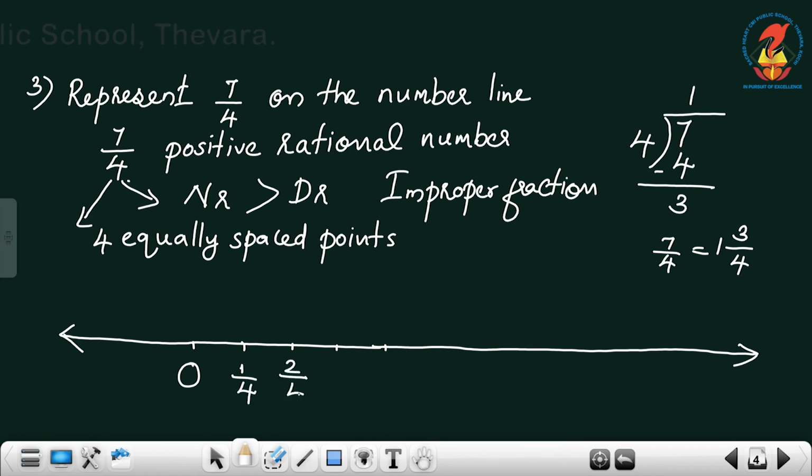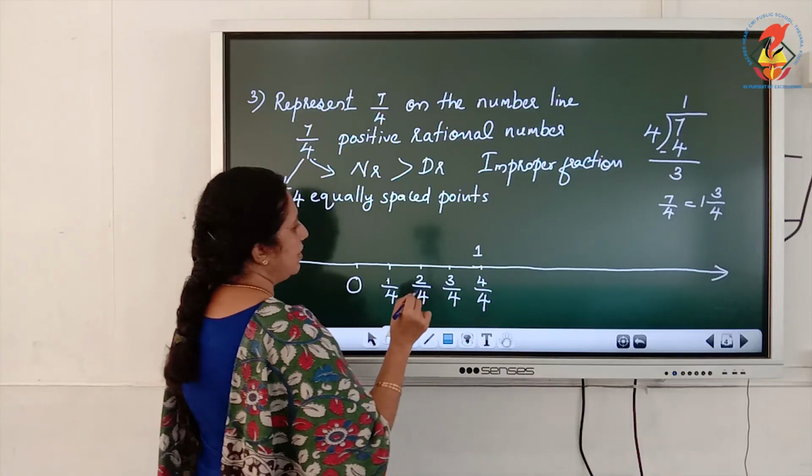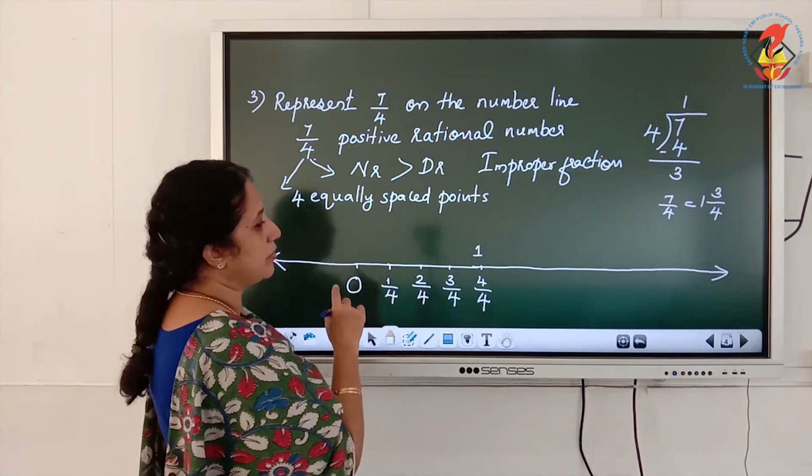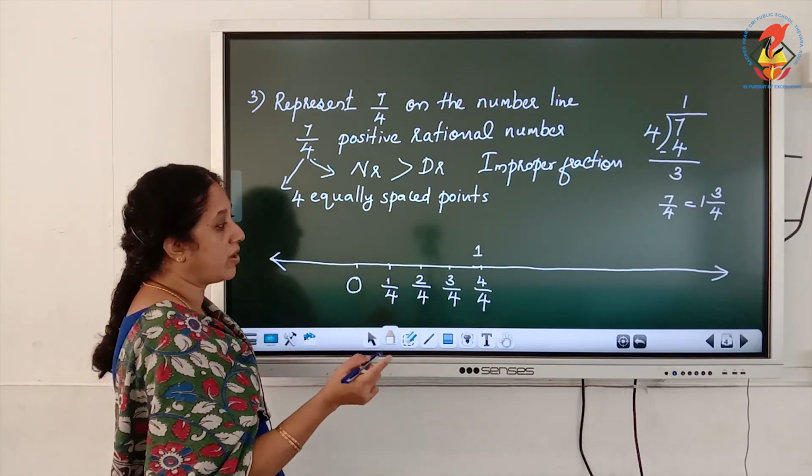Now the second point we can write as 2 by 4. The third point is 3 by 4, third division. Then the fourth one is 4 by 4. What is 4 by 4? 1. Now because it is an improper fraction and this rational number 7 by 4 lies between 1 and 2.